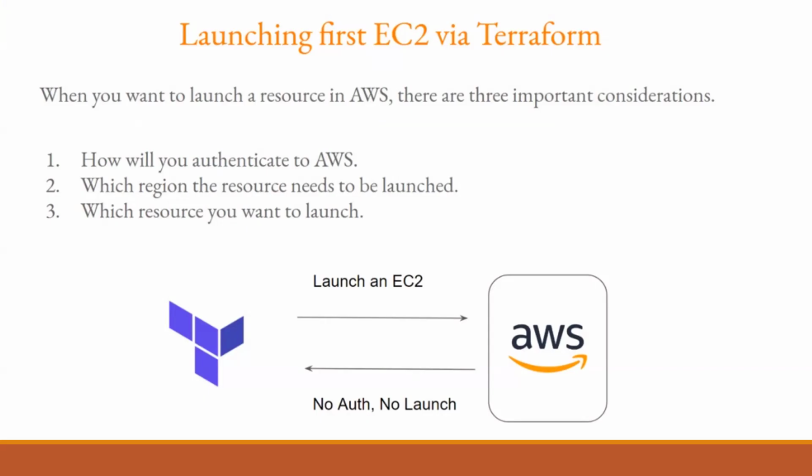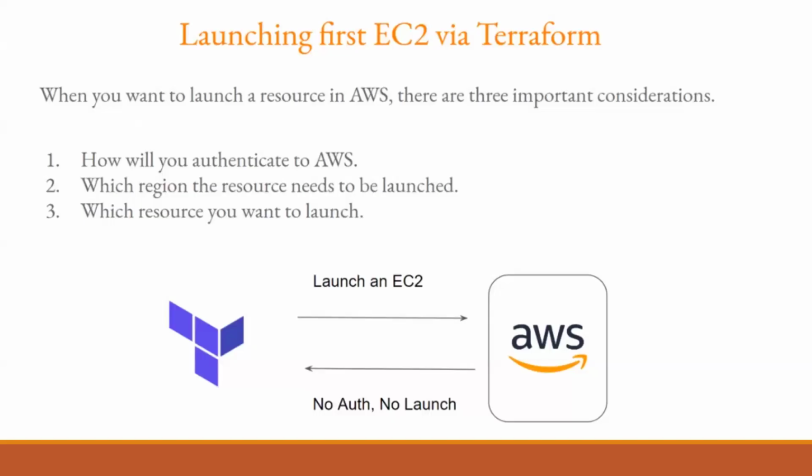How can you do it? You can do it via Terraform. If you want to launch a resource in AWS, a resource is nothing but a service from the provider. There are three important considerations. One is how will you authenticate to AWS through Terraform? You are running the commands in the CLI. So how can you authenticate with AWS? Using the CLI, yes.